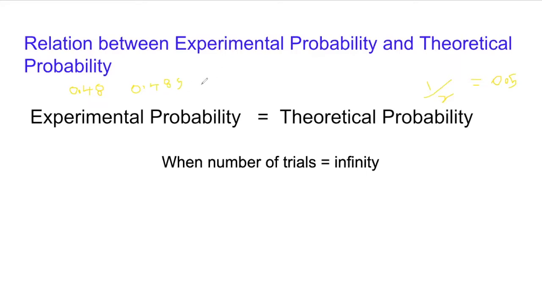If you keep on going like this, then eventually, when you technically reach infinity, it will become 0.5. But if you keep on doing this more and more, it will become closer and closer to 0.5. So you can never reach 0.5 when you're doing experiments. Only if you perform the experiment infinity times will it be equal. That's why we use theoretical probability, because we can't do any experiment infinity times. Let's go to the next slide.